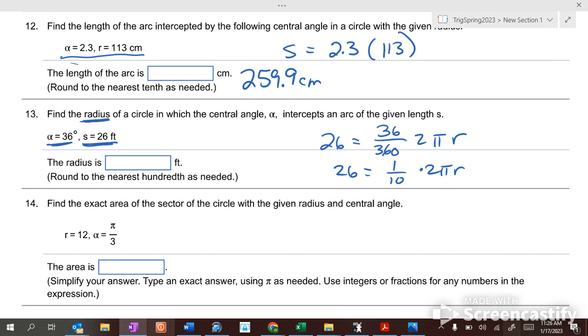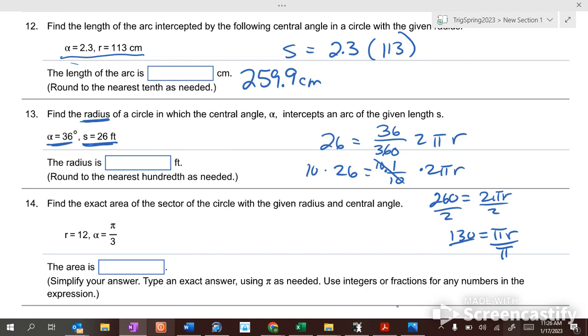So I don't like fractions. I want to get rid of my fraction by doing what to both sides? Multiply by 10, and those cancel. So 260 equals 2 pi r. Divide by 2, 130 equals pi r, and divide by pi.